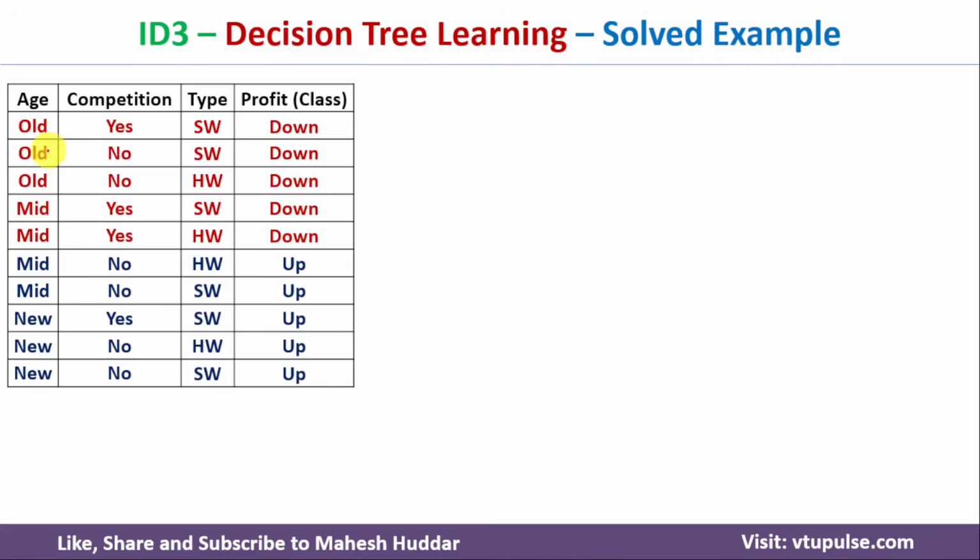So here we have three attributes: age, competition, and type. First I will consider the attribute age. In the attribute age we have three values: old, mid, and new. For all these values we need to find the entropy. Before that, we need to find the entropy for the entire dataset. Here we can see that we have a total of 10 examples. In that, 5 belong to down and 5 belong to up.